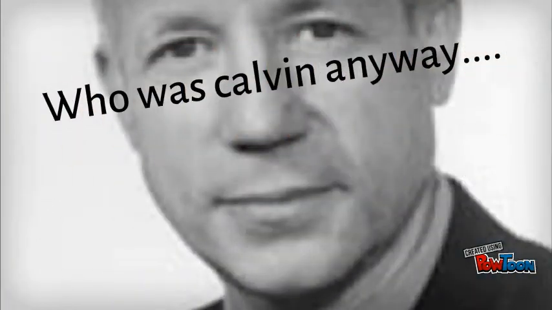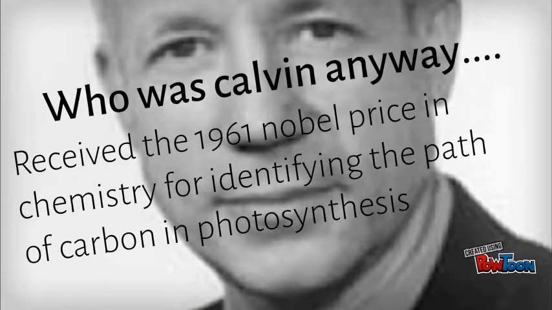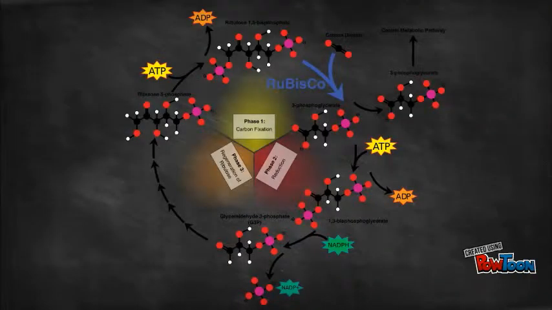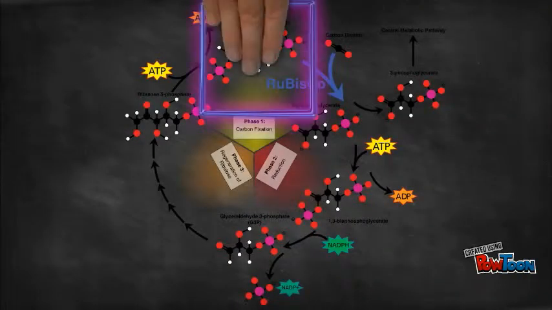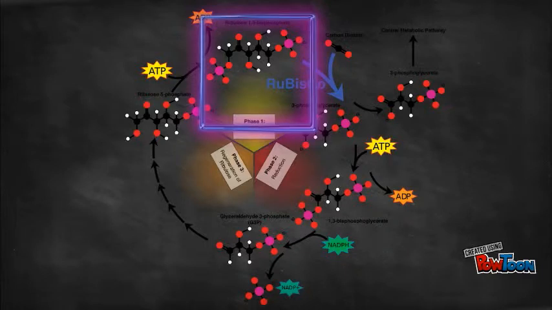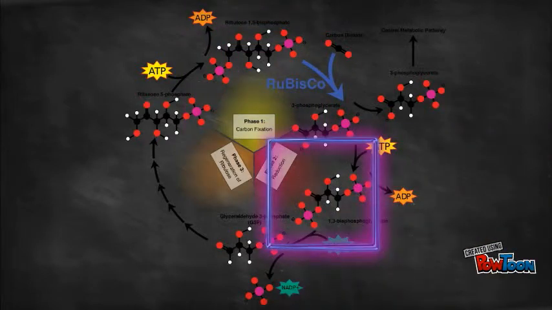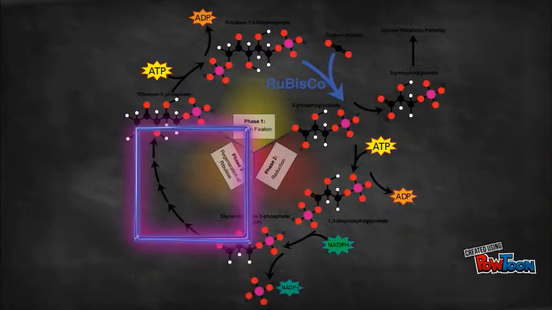Who is Calvin anyway? He received the 1961 Nobel Prize in Chemistry for identifying the path of carbon in photosynthesis. There are three major steps in the Calvin cycle: carboxylation, reduction, and then regeneration.